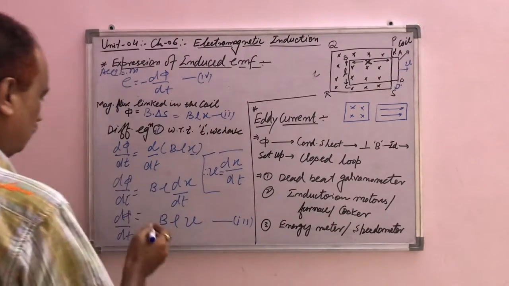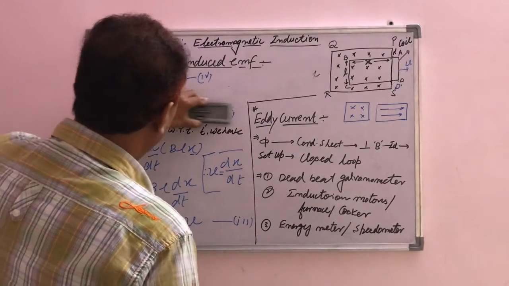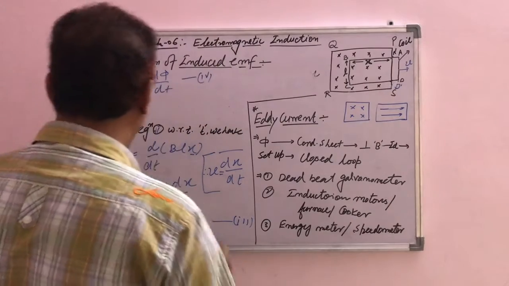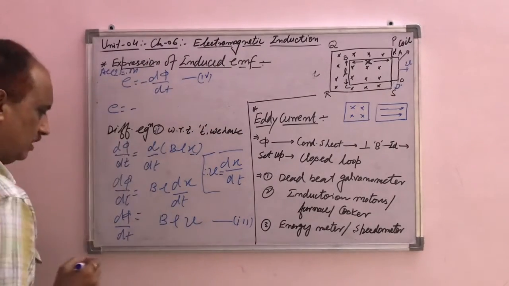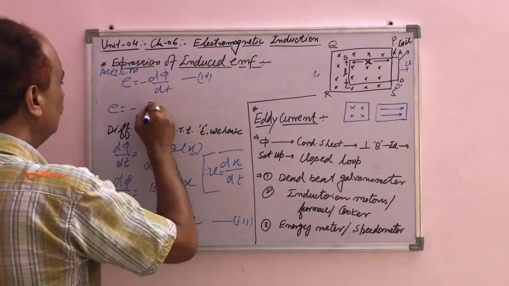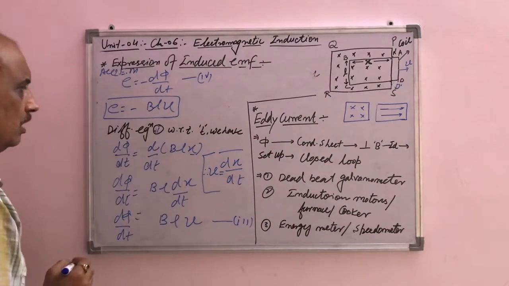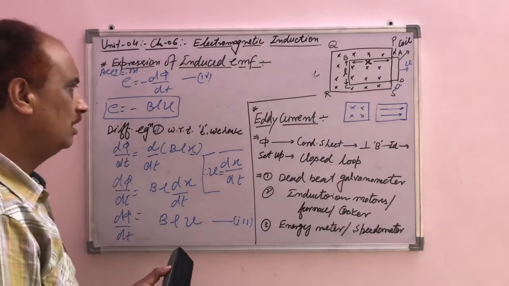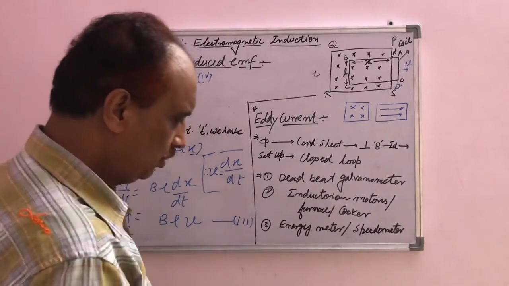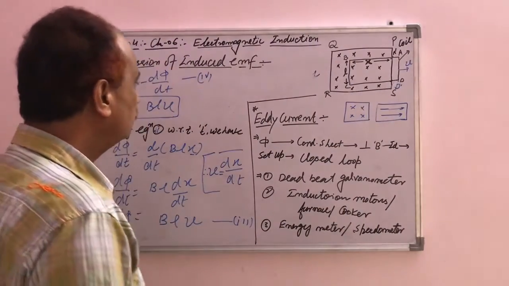Now from equation number 3 and 4, we have the induced EMF in the coil, that is E equal to minus d phi by dt, which is equal to BLV. So this is the induced EMF produced in the coil when the coil is inserted in the magnetic field. This is the expression, and this induced EMF is also named motional EMF.